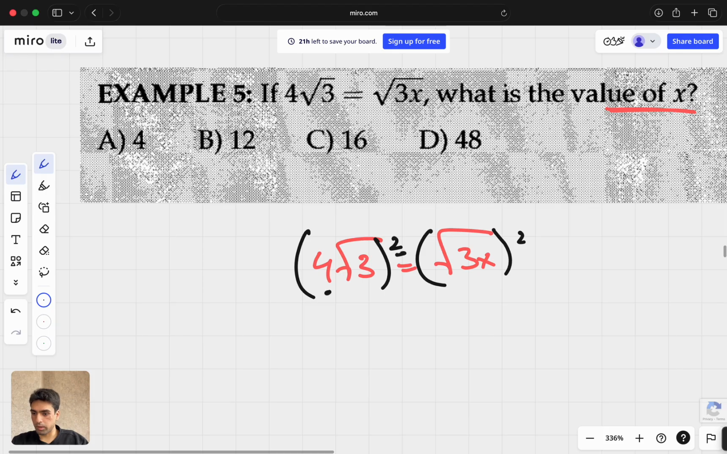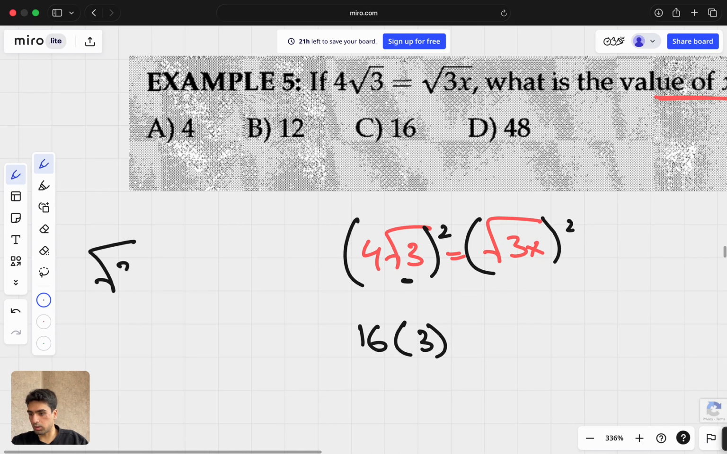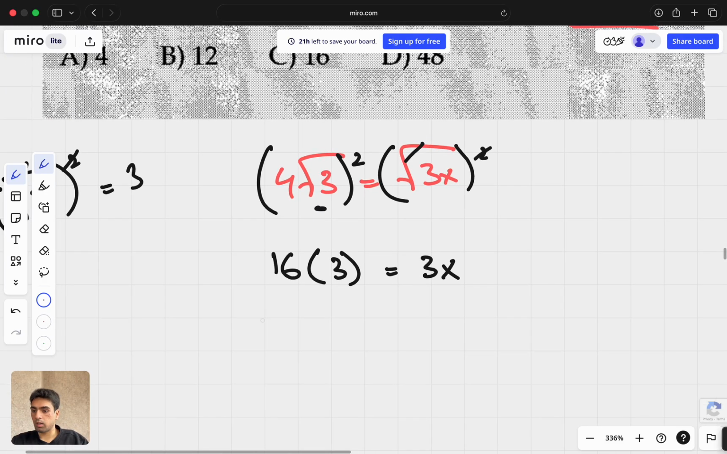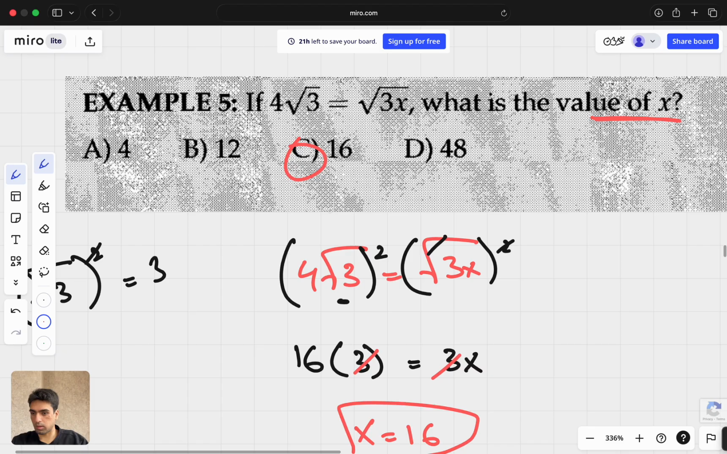4 squared, which is 16, and then root 3 squared, which is just 3, right? Because root 3 squared cancels out, so it's just 3. And then root squared, you can cancel this with this. So this is equal to 3x. Now you can actually cancel 3 and 3, which means x is equal to 16. Right, 16.